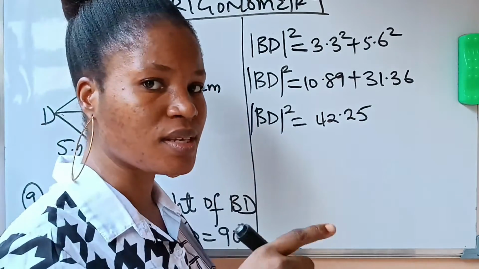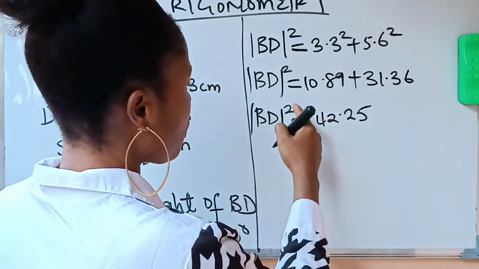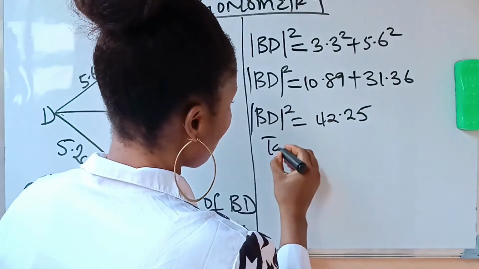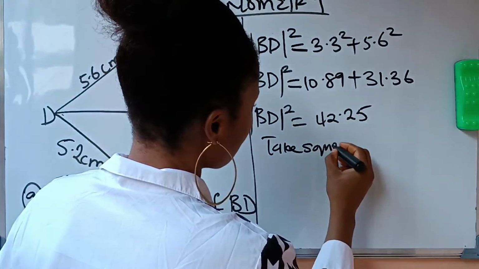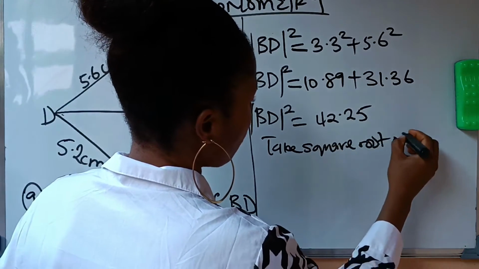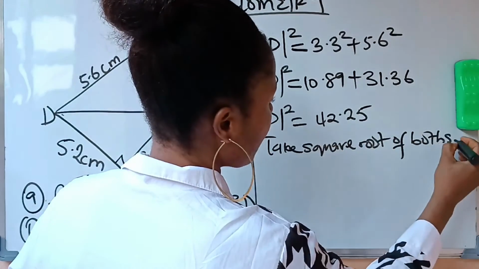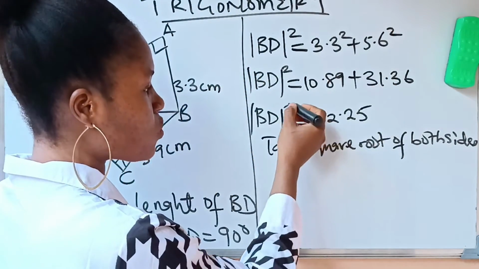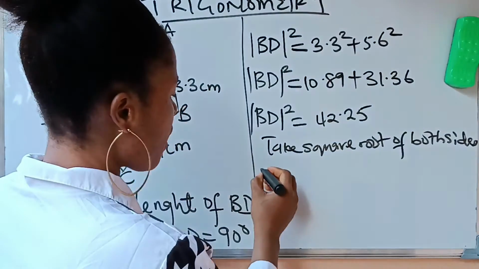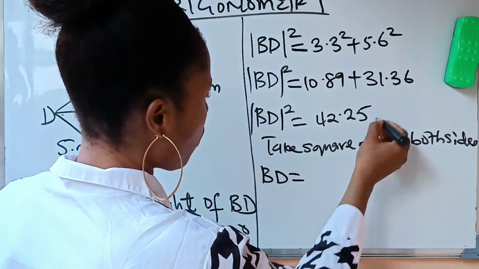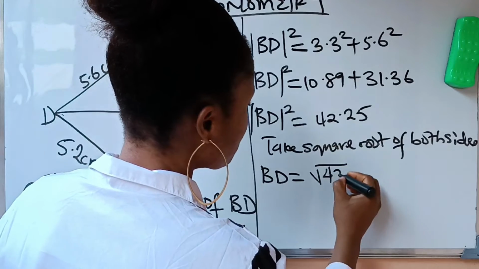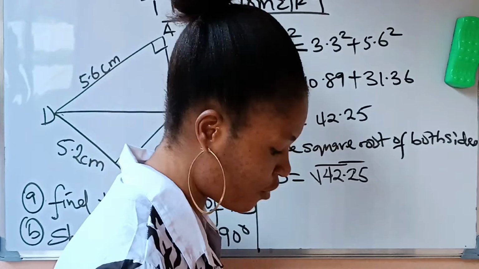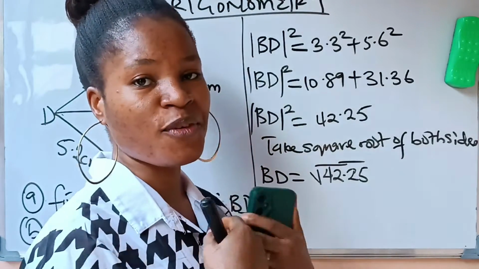But we are looking for BD. How do you now get BD? For you to clear this square, you need to take square roots of both sides. When you do that, the square root of BD squared is going to cancel the square, so you are left with only BD, which is going to be equal to the square root of 42.25.